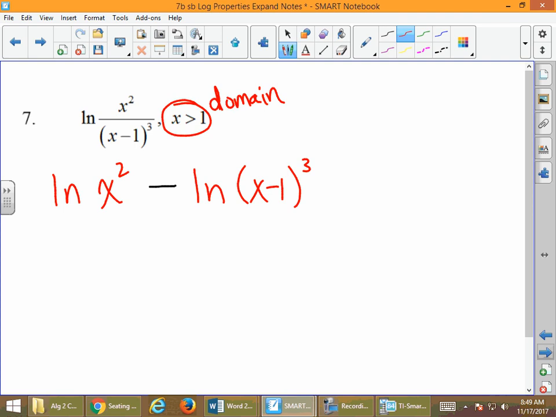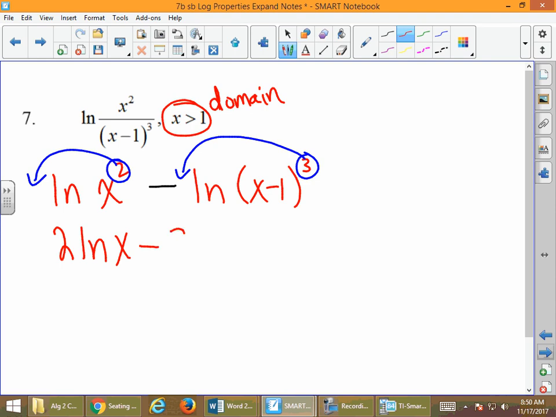So that goes back to the power theorem, which says that we can take an exponent on our argument. If you ever read this on the internet, the exponent on the argument becomes the coefficient. So the 2 is going to become a coefficient, and the 3 is going to become a coefficient, and then we can finish what we were doing here. Because it's 2 natural log of x minus 3 natural log of x minus 1.